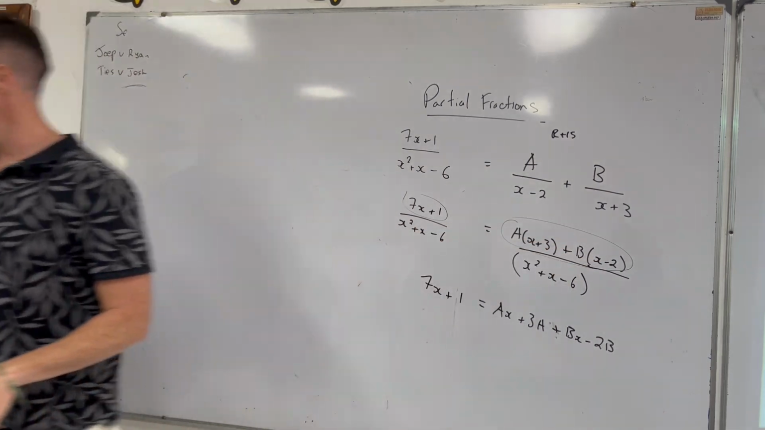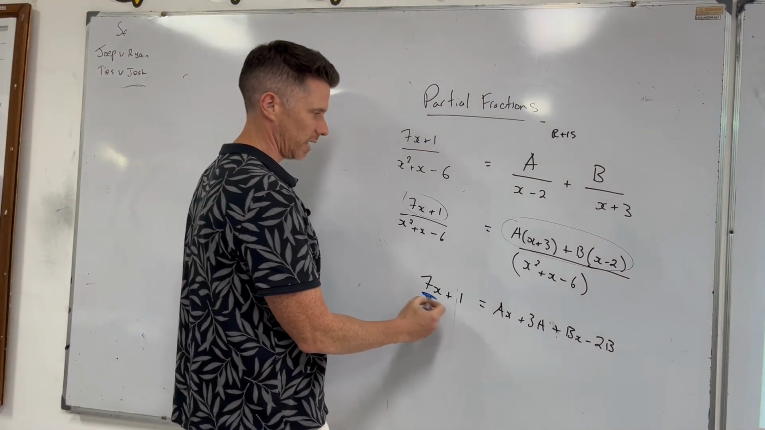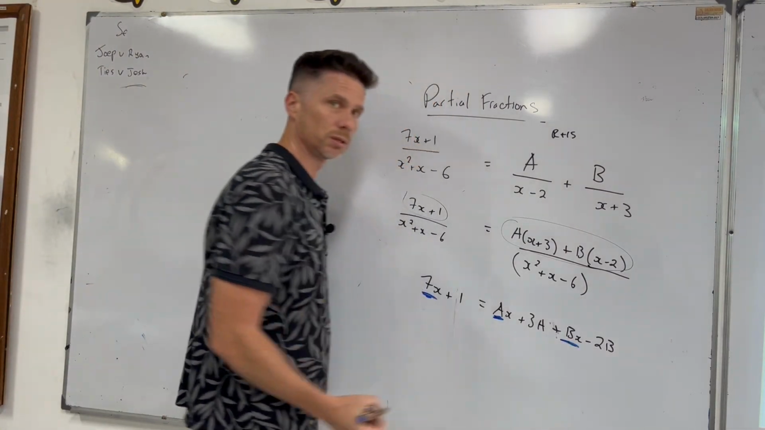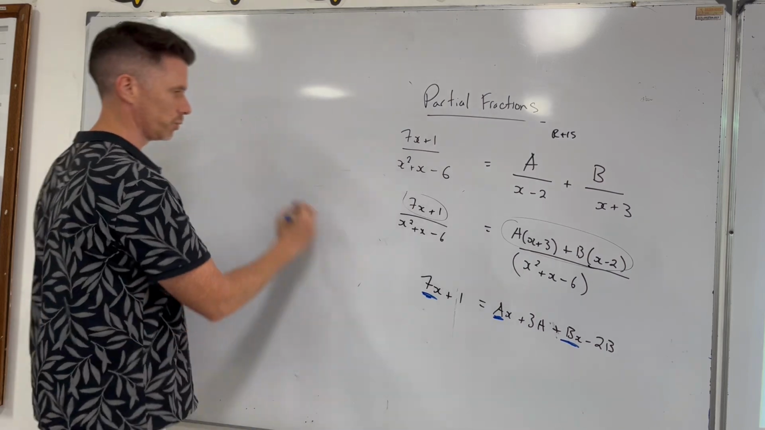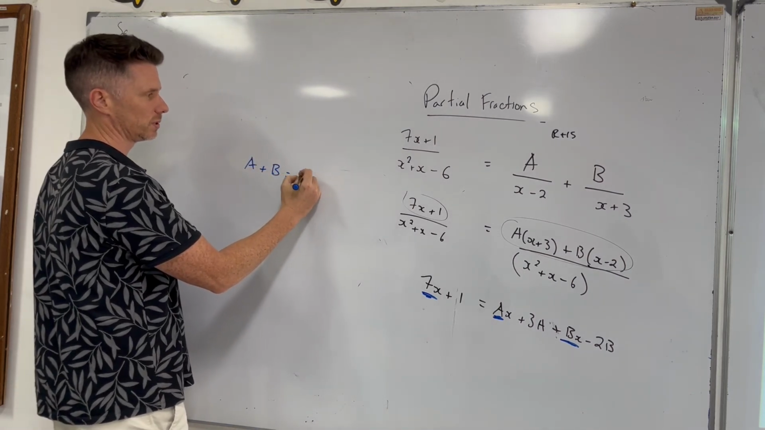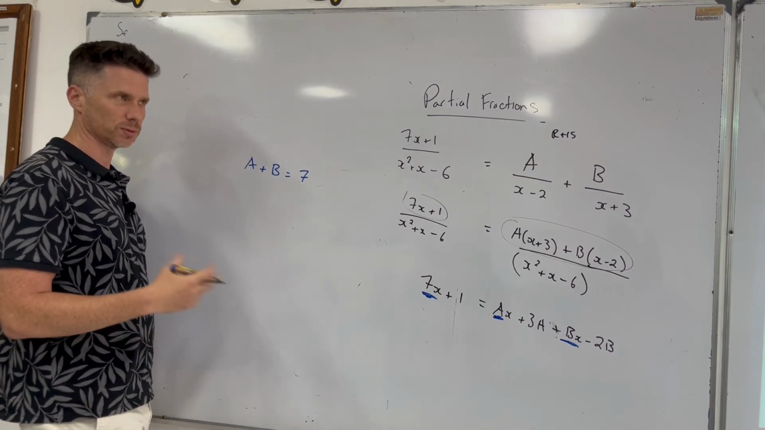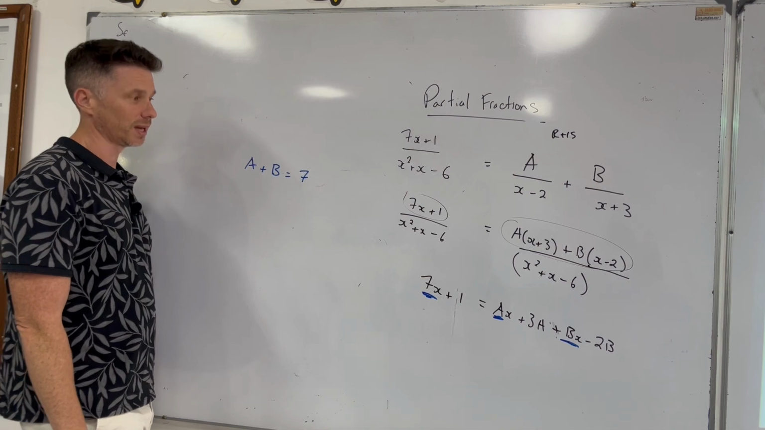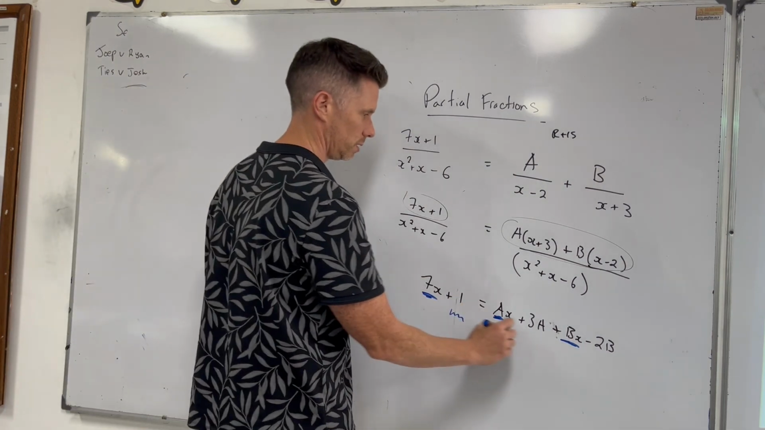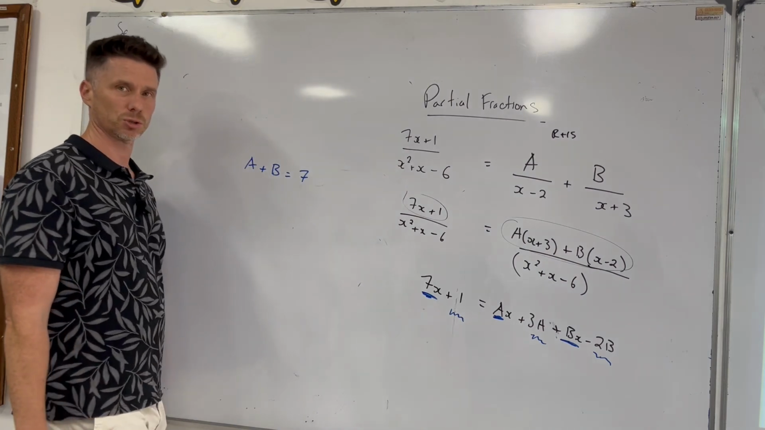Now I can see that all the x's must equal, yeah? So it must be 7. So I could say over here, a plus b from the right hand side is equal to 7 from the left hand side. That must be true if these two things are equal. And I can also say that 1 is equal to 3a minus 2b.